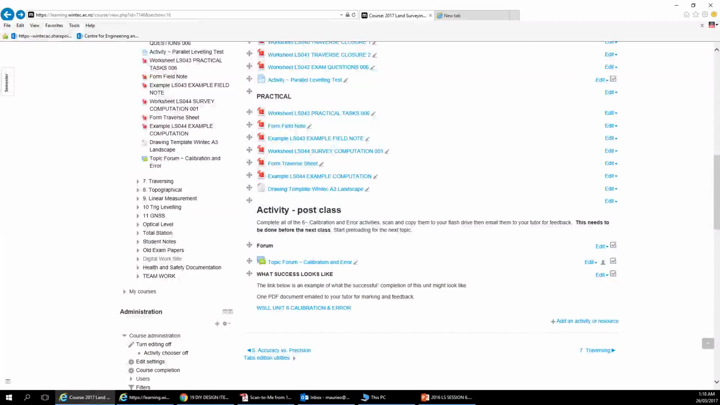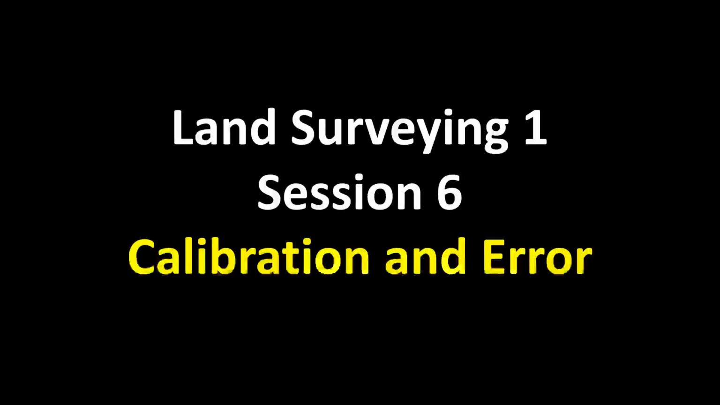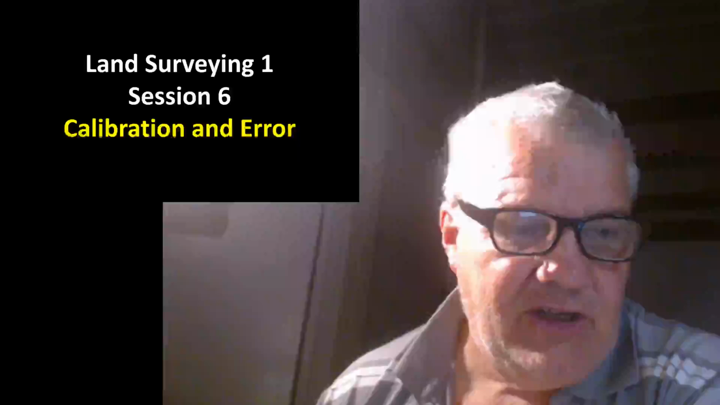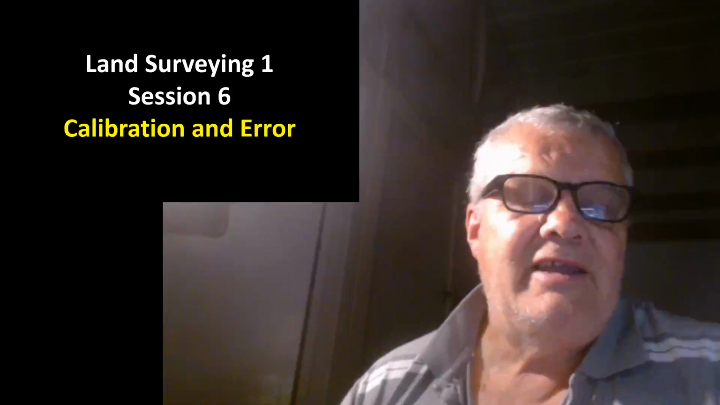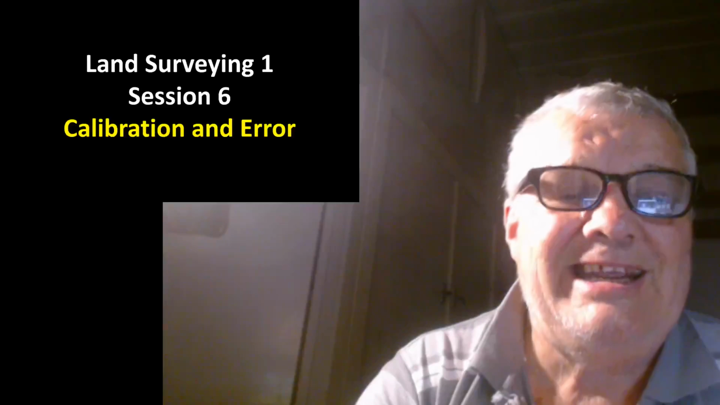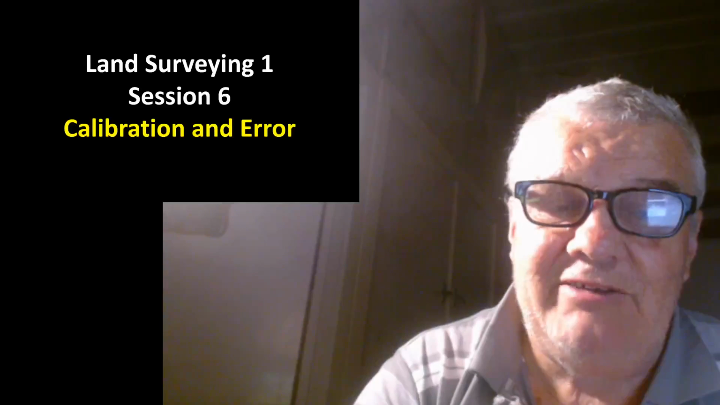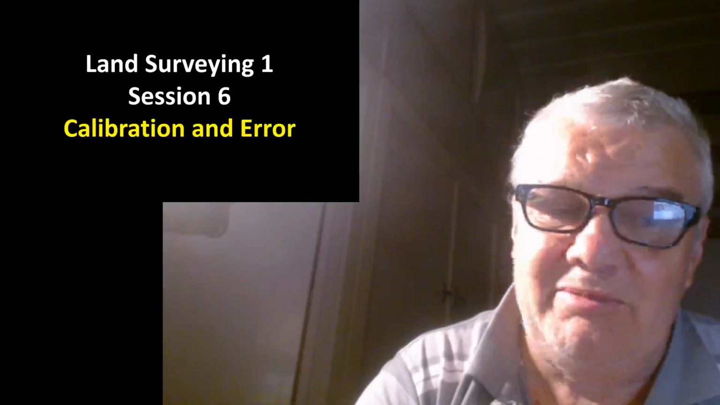So let's just go back to the main screen, and back to Maureo. And that brings us to the end of Land Surveying 1, Session 6, Calibration and Error. So you need to do some background information about calibration and error.